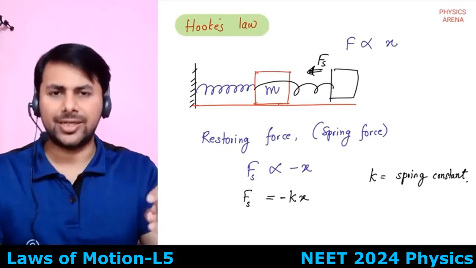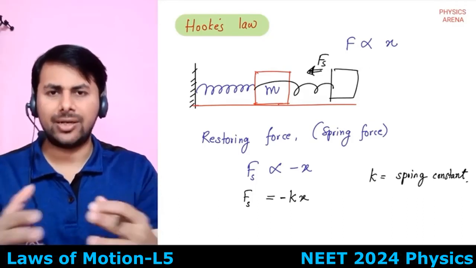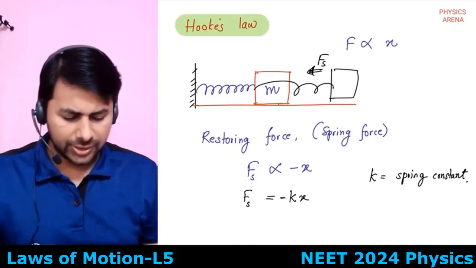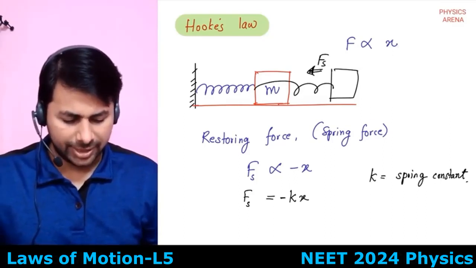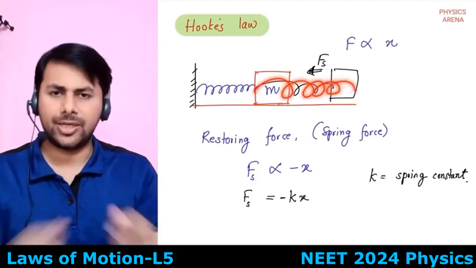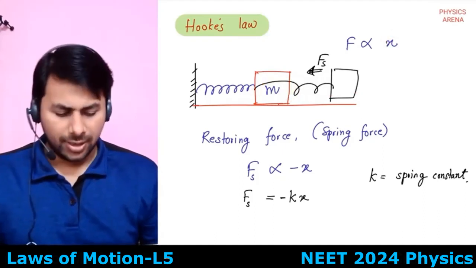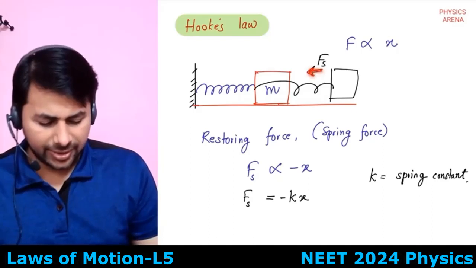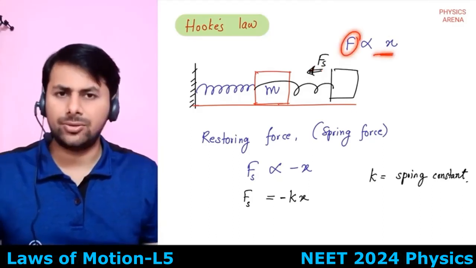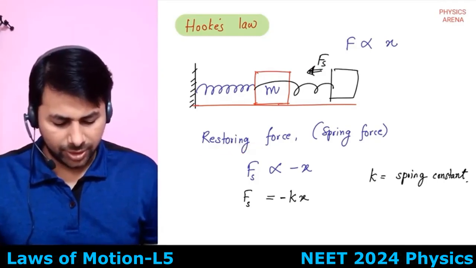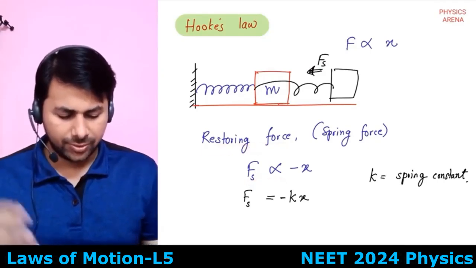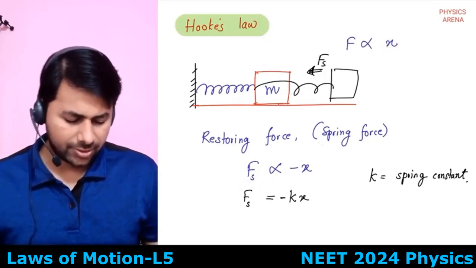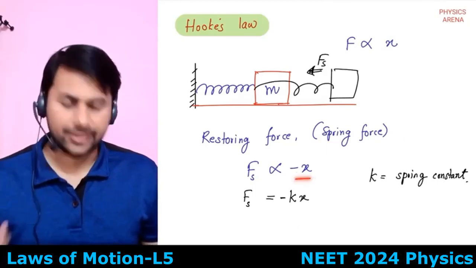So because of that, if you stretch the spring, what will happen? There will be an attractive force. If you compress it, there will be a repulsive force. So the force is always opposite to that of the displacement. Now suppose you stretch the spring by distance x. This force will try to restore its length, so it acts in the opposite direction and its magnitude is proportional to x. This is Hooke's law. So the restoring force is directly proportional to x, but its direction is opposite to x. So the restoring force in a spring, also known as spring force, is proportional to minus x.